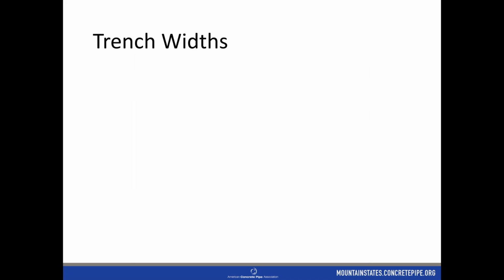Okay, so trench widths. This is a big question that we get asked a lot, and one that can cause a lot of problems if we don't do it correctly. We're going to use our example of a 24-inch pipe. Per ASTM spec, per ASTM C1479, the recommendation is a 40-inch trench for concrete. They recommend outside diameter plus 10, basically.